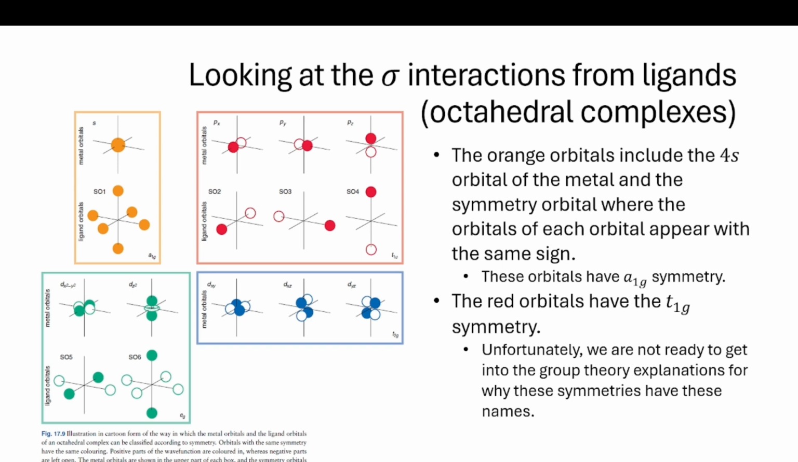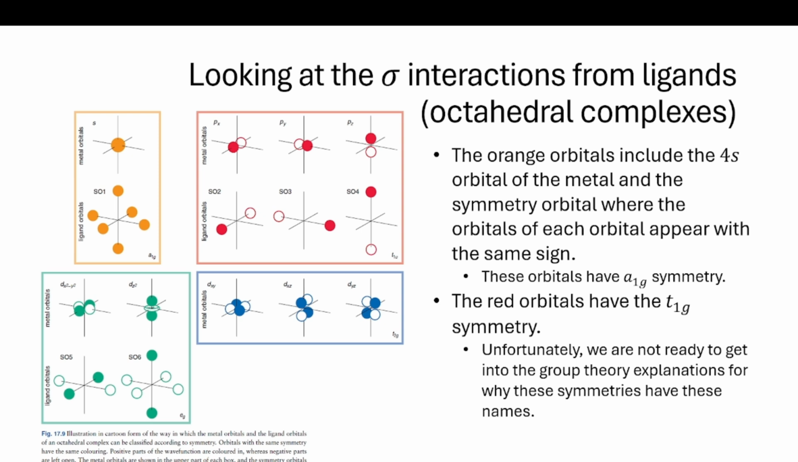Going on about octahedral complexes, we can actually look at the molecular orbitals caused from sigma interactions. Sigma interactions are essentially what happens when you have head-on overlap of orbitals. And we can see in this figure to the left, we have many different orbitals, both atomic and symmetry, that specifically correspond with each other in terms of symmetry and are grouped up into groups such as A1g, T1g, T2g, and Eg.